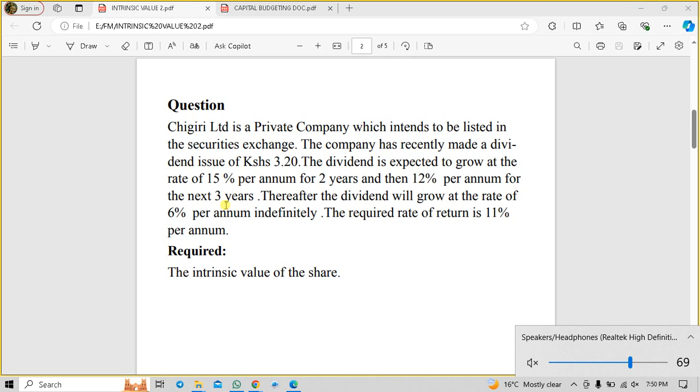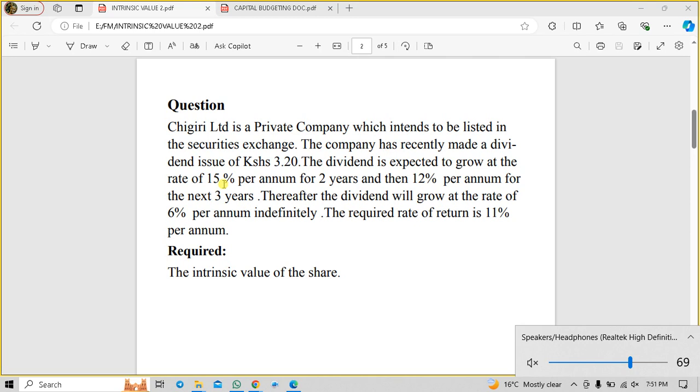So for 2 years, that means that, is it this year and next year? Year 1 and 2, the rate will increase. Then we have for the next 3 years. After the 2 years, the next 3 years, dividends will grow at the rate of 12% per annum. Thereafter, the dividend will grow at the rate of 6% per annum indefinitely. So, here we are saying the first 2 years the dividend will grow at the rate of 15%. So 15% 2 years. Then after 2 years, the next 3 years.